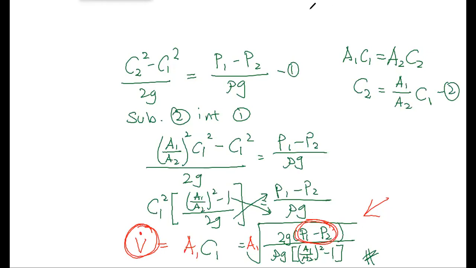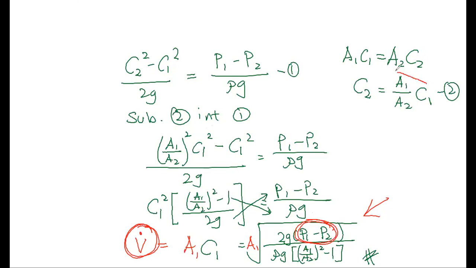Okay, I have a question. Yes. I don't get it. The part, which line? 1, 2, 3. Just below the sub 2 into 1, whereby the A1 over A2 square, C1 square. That part I don't get it. Okay.